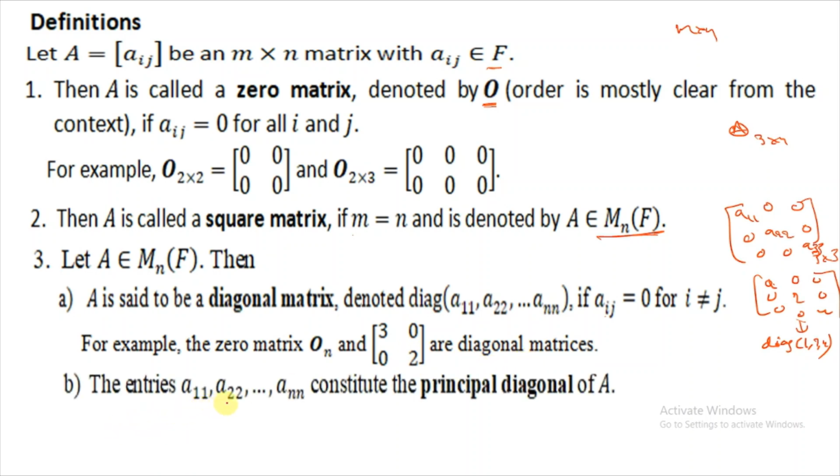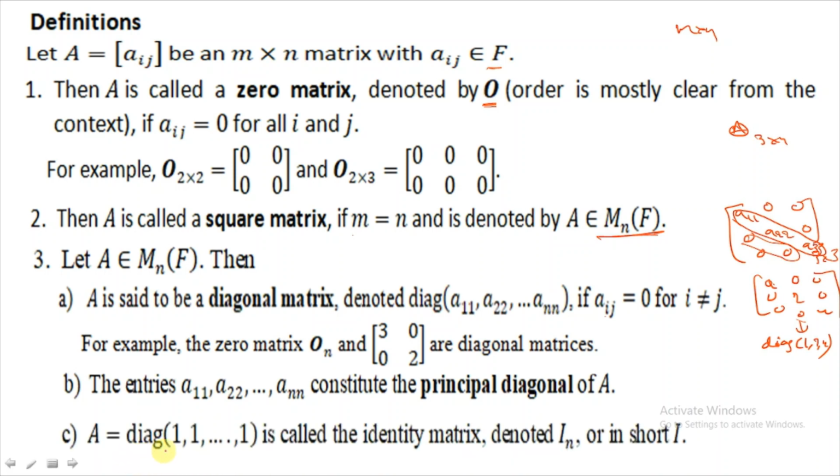The entries A11, A22, up to Ann constitute the principal diagonal of A. The remaining ones you can also call diagonals. This is a lower diagonal. But these elements are called the principal diagonal. That is, A11, A22, and so on up to Ann are the principal diagonal elements.